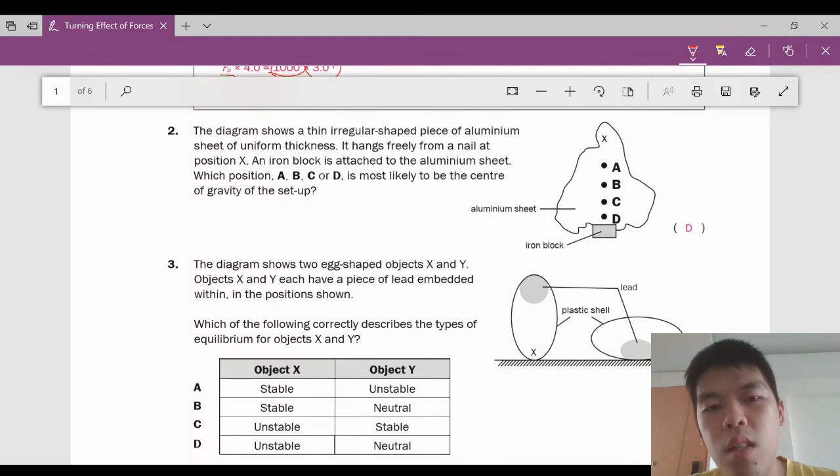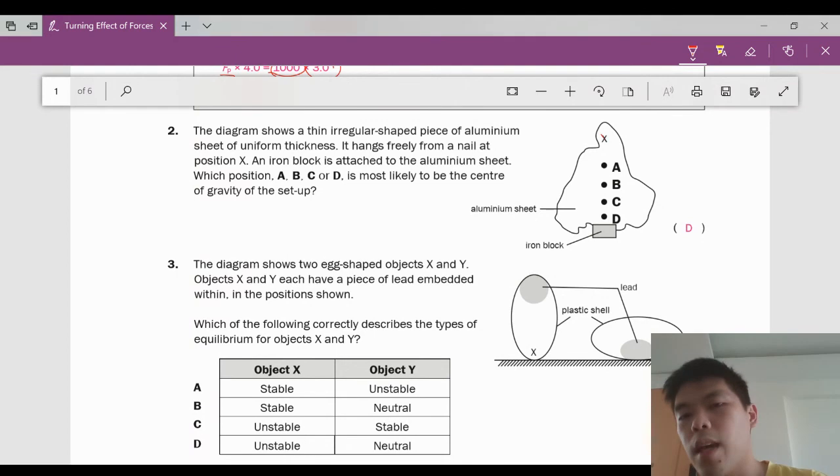The diagram shows a thin irregular shaped piece of aluminium sheet of uniform thickness. It hangs freely from a nail at position X. An iron block is then attached to the bottom. Which position is likely to be the center of gravity of the setup? If we look at the object here, we can find the center of gravity not by the geometrical center. We can find the center of gravity by using a plumb line.